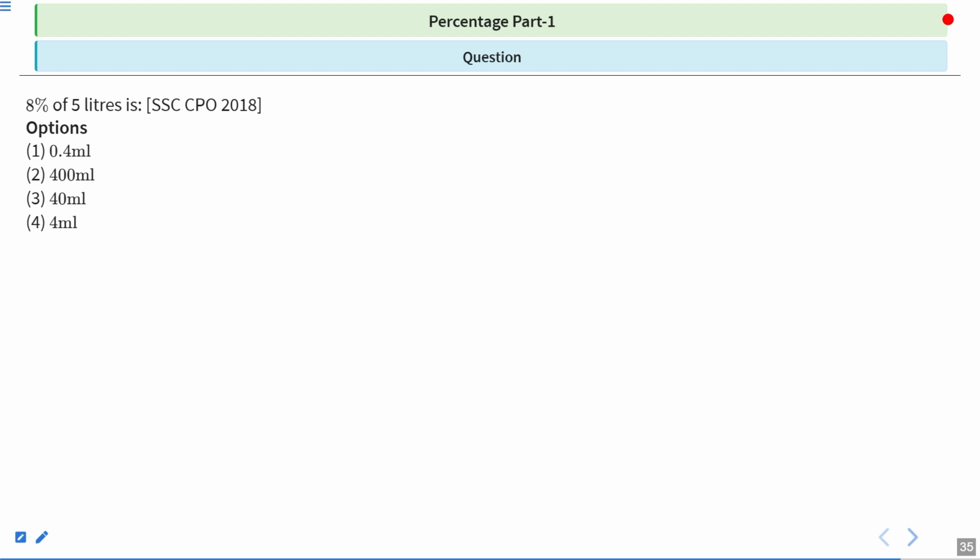8% of 5 liter is? This question was asked in the SSC CPO exam 2018. There are four options. First one is 0.4 ml, second is 400 ml, third is 40 ml, and fourth is 4 ml. Now you have 10 seconds to solve this question. Your time starts now.